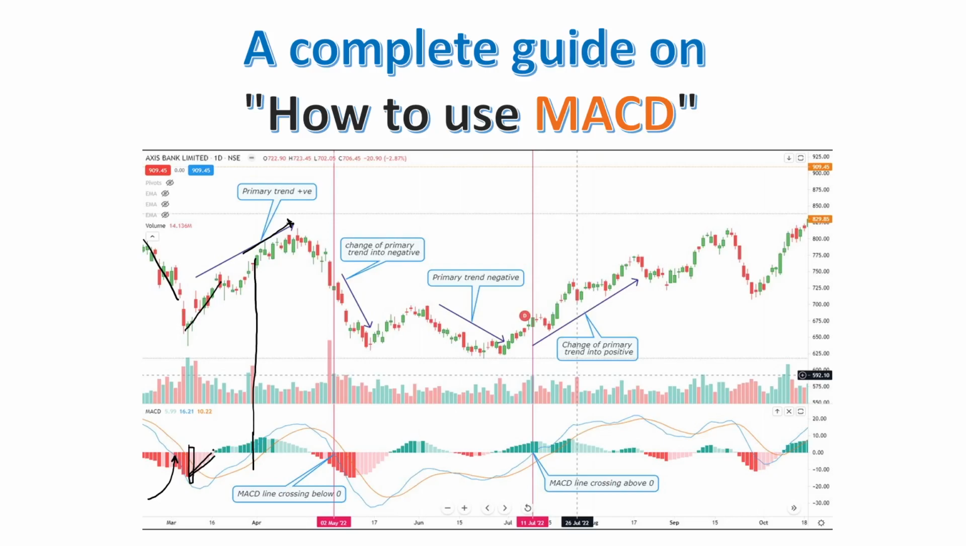Similarly, over here, whenever the histogram converts into a dark green color, we can say that we have got the confirmation of the correction. That means this was the point when the correction actually started.